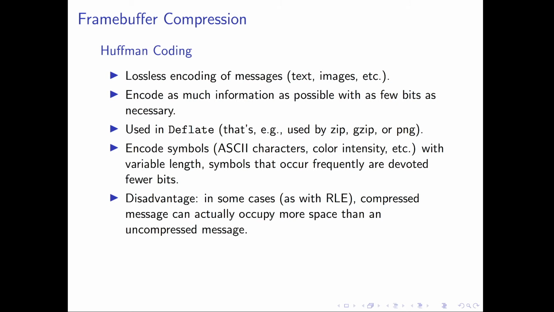It's a lossless encoding. And the idea is just that we encode information with as few bits as possible. And we therefore use a so-called variable length encoding. That is, when we're compressing a sequence of symbols, like a word over some alphabet, then we're interested in representing those symbols that occur quite frequently with fewer bits than those symbols that don't occur so often.